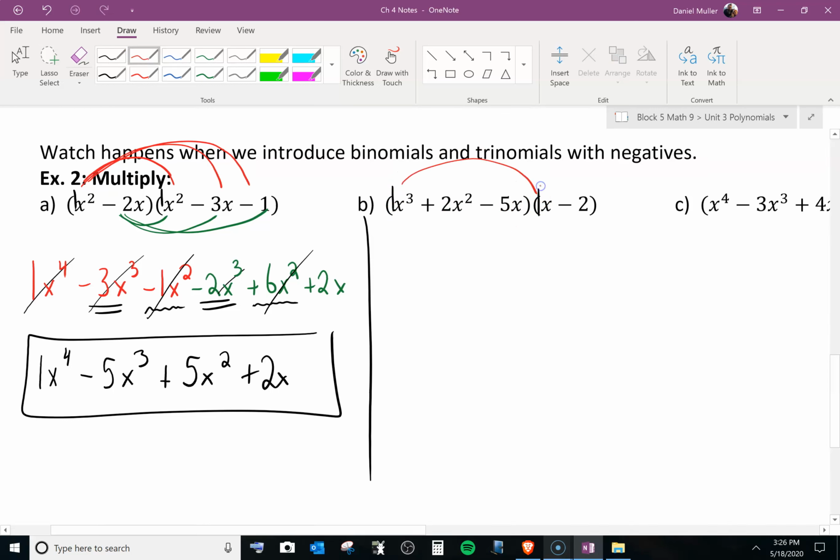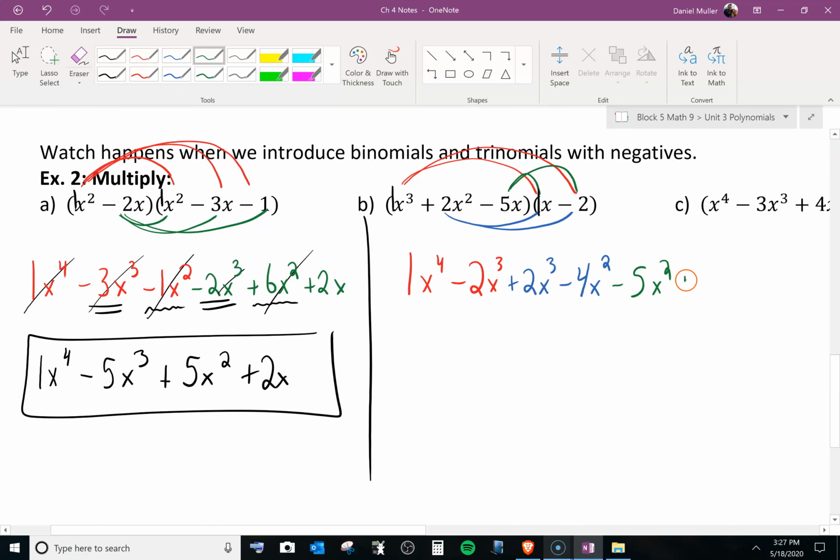Okay, so 1 times 1 is 1. x3 and x is going to be an x4. And 1 times -2 is -2. And then we got the x3. Then I'm going to do these two. So I'm going to have 2 times 1 is a 2. And then I've got x3, x2 and x is x3, yep. And then 2 times -2 is -4 with just an x squared. And then -5 times 1 is -5, and 2 x's is an x squared. And -5 times -2 is a +10 with an additional x.